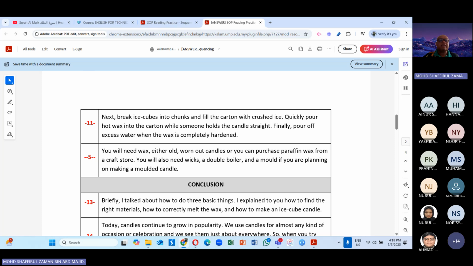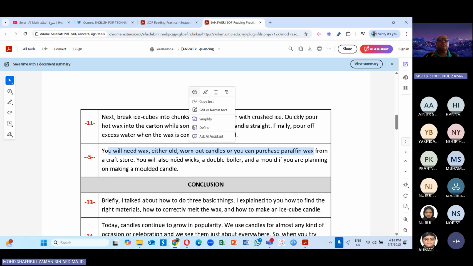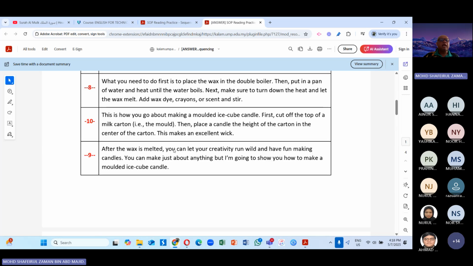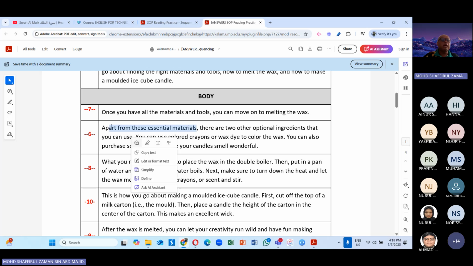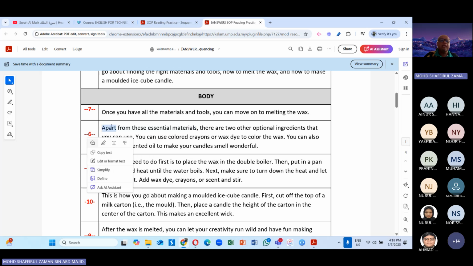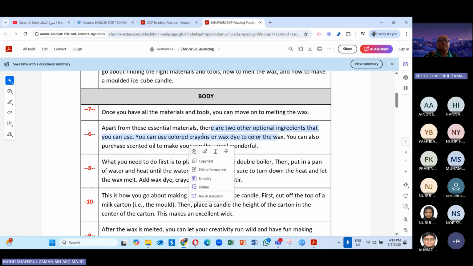Okay, so you have the wax, whether it is old worn out candles or the paraffin wax that you bought from a craft store, and then you also need wick, a double boiler, and a mold if you are planning on making a molded candle. So this is number 5, followed by number 6 here, apart from this essential material. So you have the word apart, other than. Okay, and then there are 2 other optional ingredients. Okay, then number 7, since you have all of the essential materials, you are going to move to the next step, which is melting the wax, number 7.